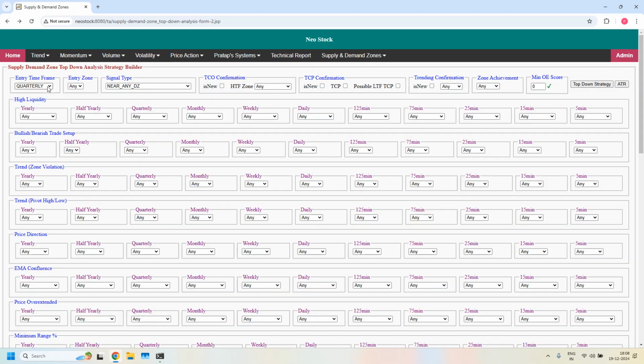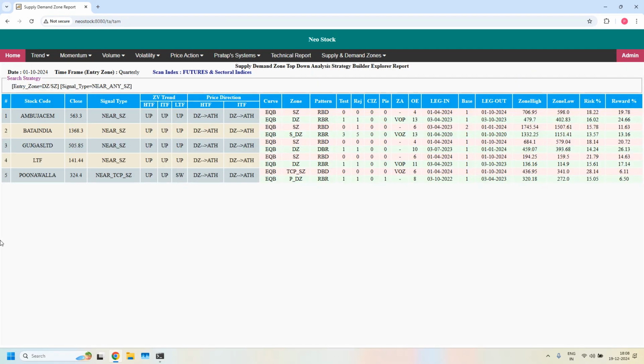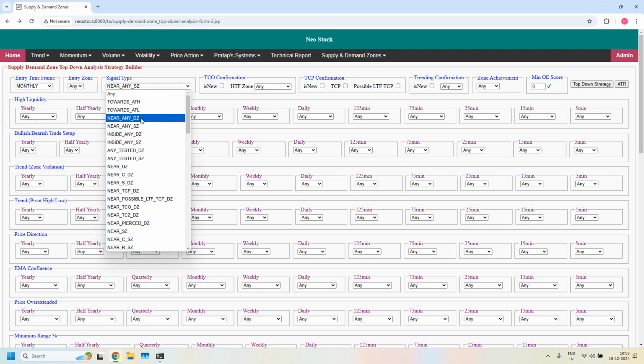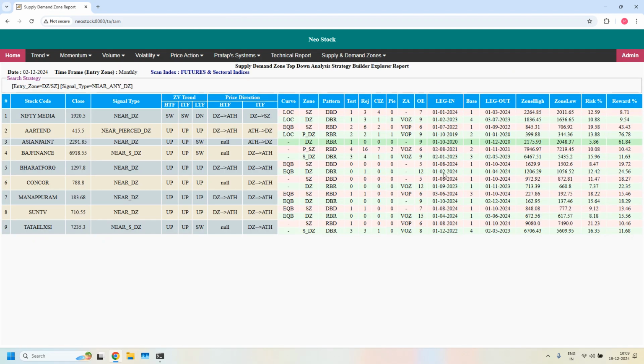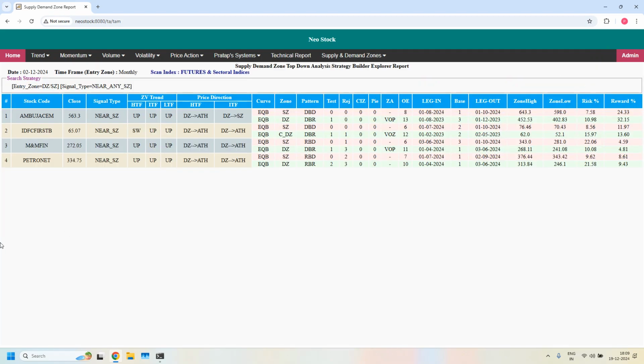Okay, next quarterly time frame. Stocks near quarterly supply zone. 5 stocks are filtered. Next time frame is monthly. Stocks near monthly demand zone. 9 stocks are filtered. Next monthly time frame. Stocks near monthly supply zone. 4 stocks are filtered.